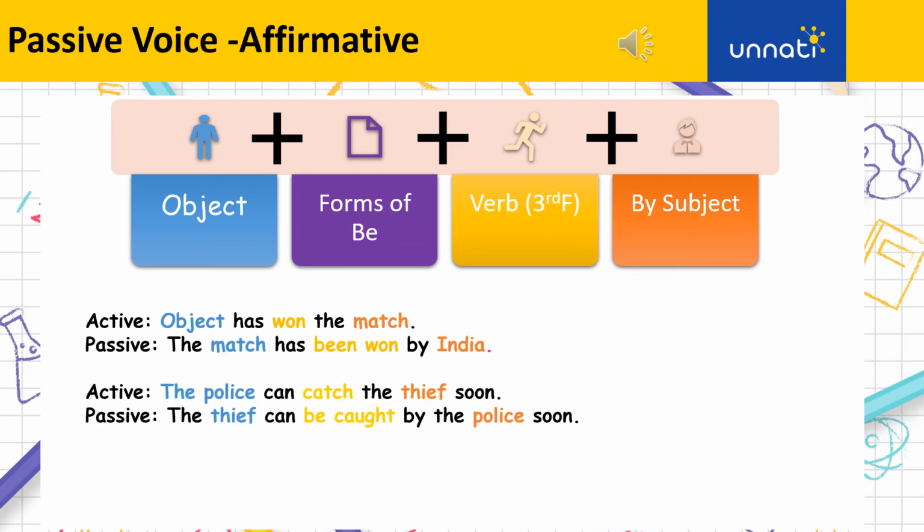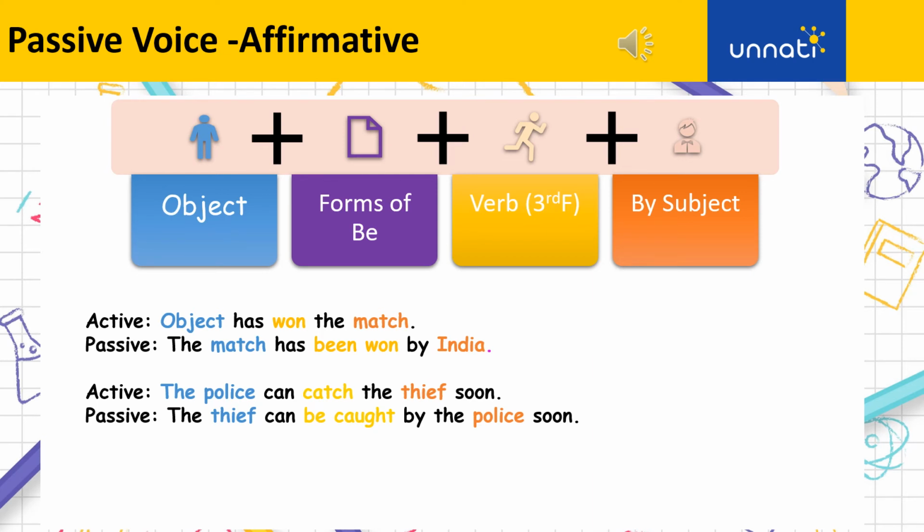Okay, so now we have affirmative sentences in passive voice. What is the structural formula? We have the object plus the form of the verb be plus third form of the main verb plus the subject. Let's take a look at the sentences. For your understanding, what we have done here is we have first put the statement in active voice, and then we have converted it into passive voice. So that will help you understand the conversion as well. Okay, let's take a look.